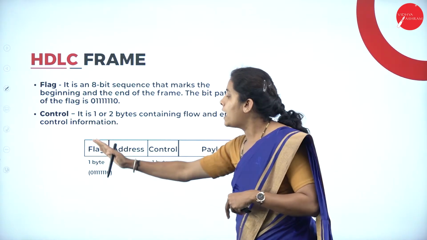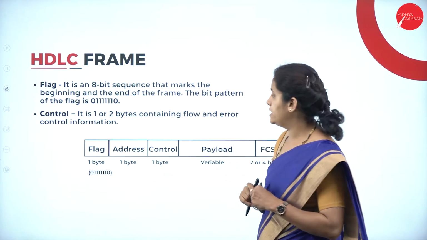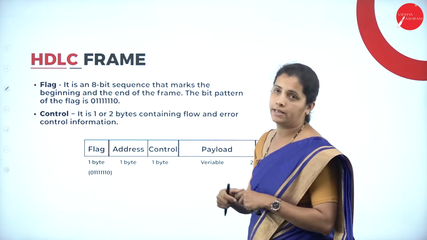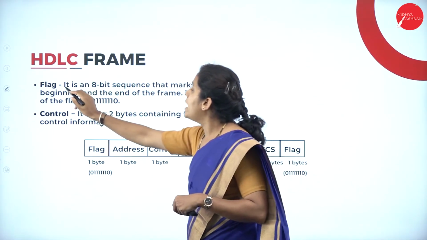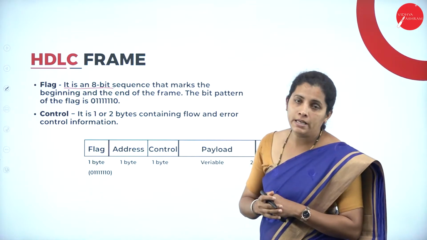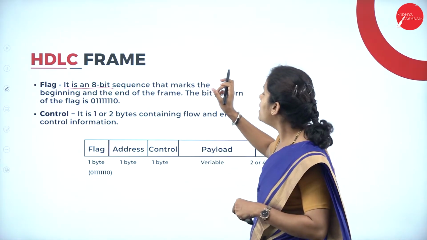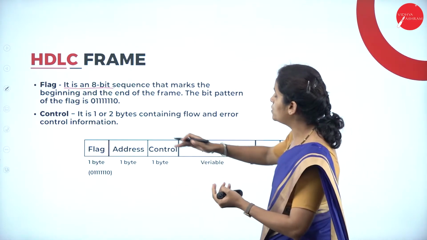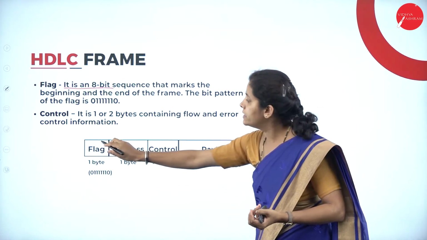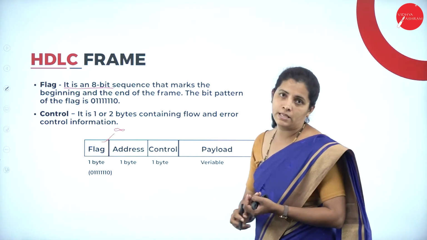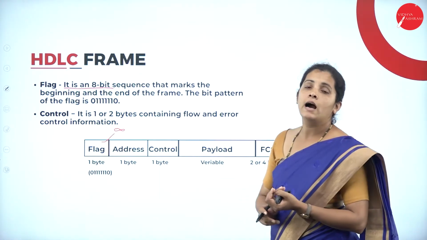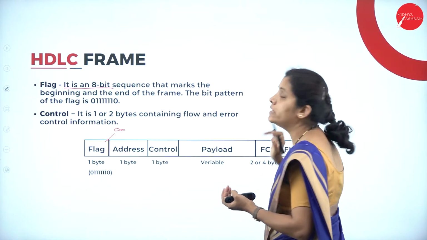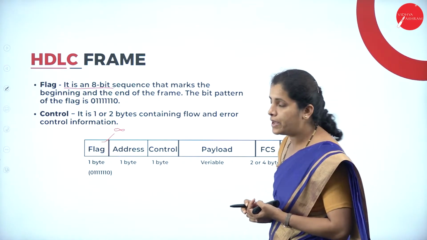Moving further, we are going to look at the HDLC frame. This is the actual frame representation. The flag contains 8 bits. That means the flag is an 8-bit sequence that marks the beginning and end of the frame. The length of the flag is 8 bits, that is 1 byte, and it is placed at the beginning and at the end of the frame.